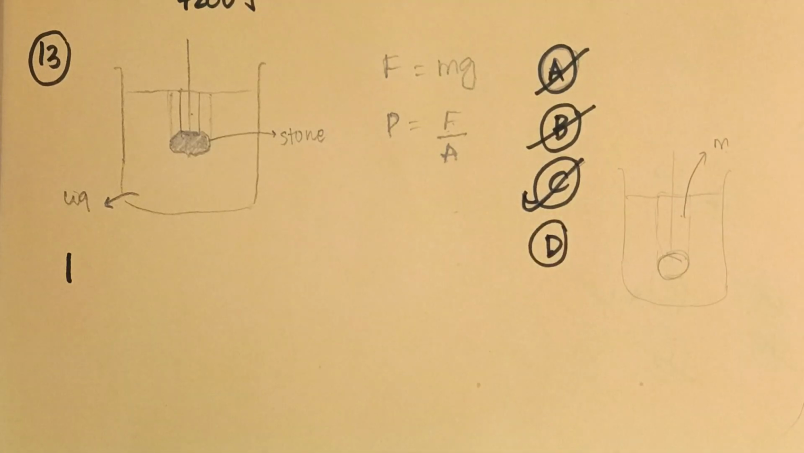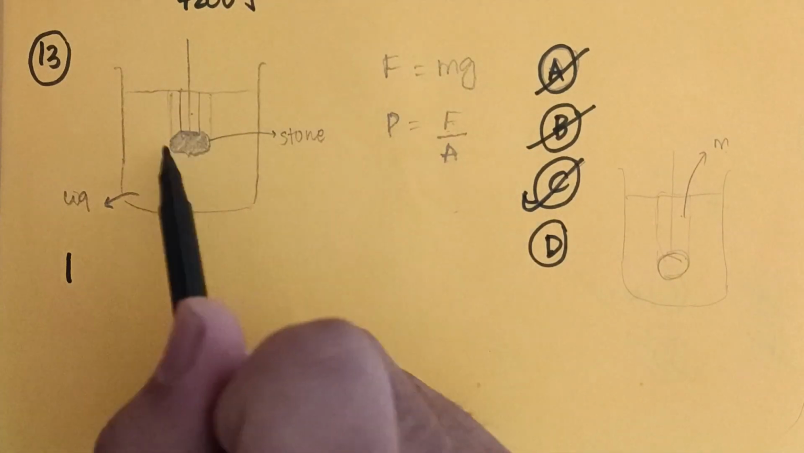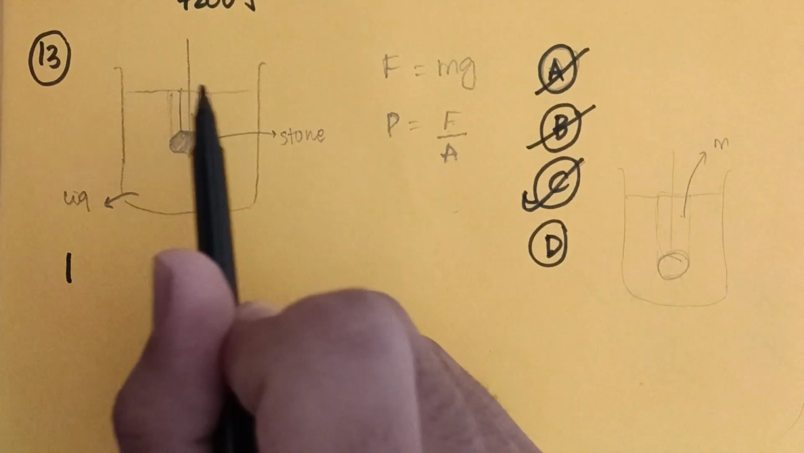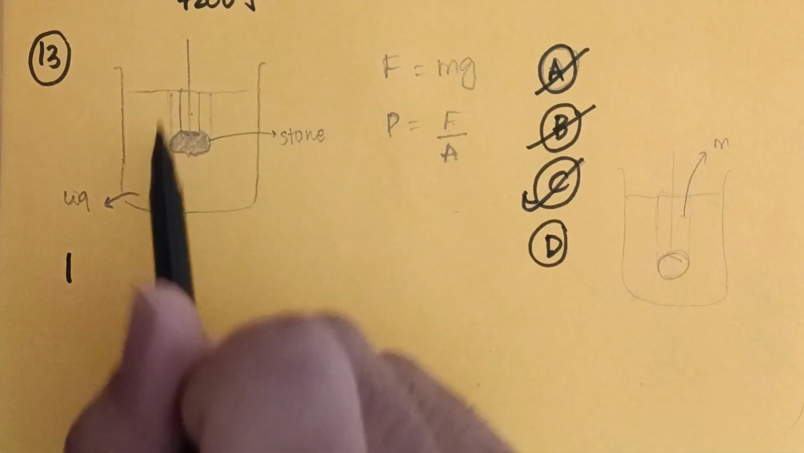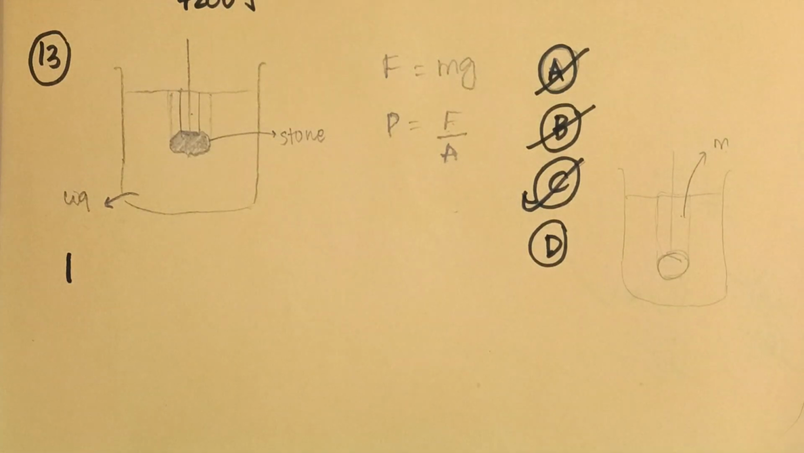Option D says using a liquid with a lower density. If we use a liquid with a lower density, that will mean that the mass of this water column decreases. As the mass of this water column decreases, the pressure will also decrease. So this is exactly opposite of what we need. So D is also wrong. Seems like C is our correct option.